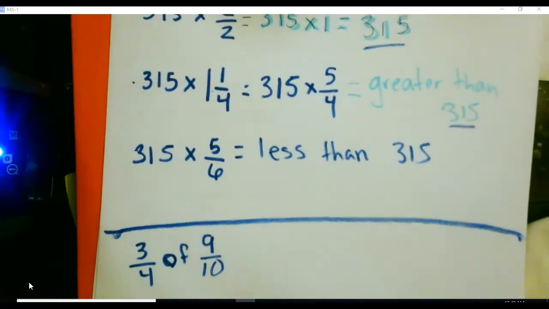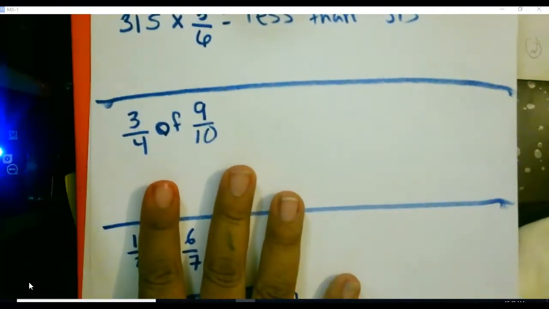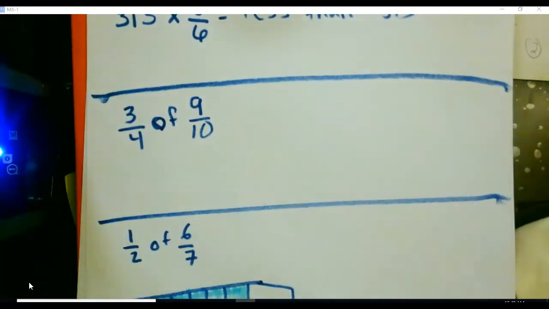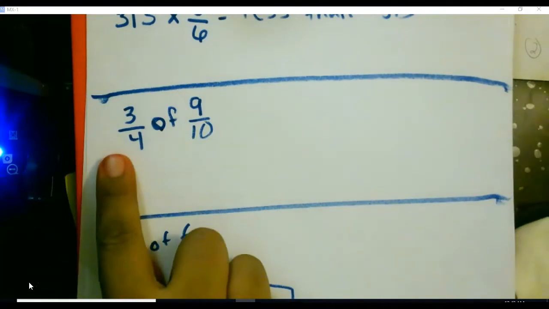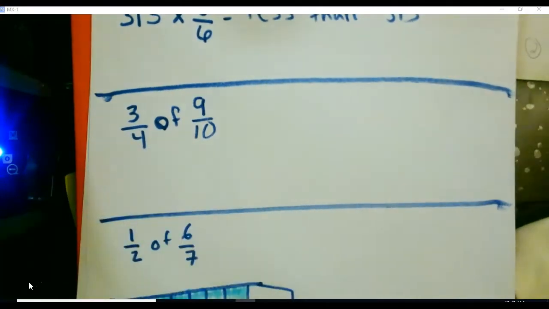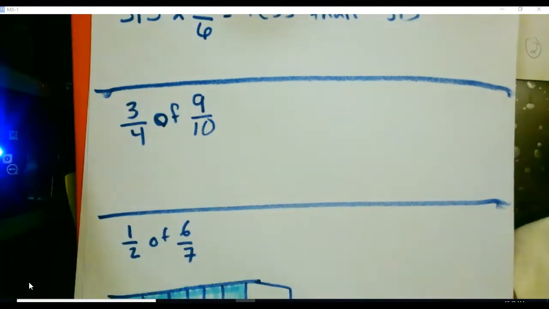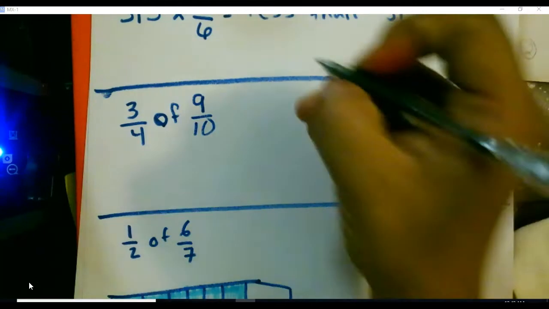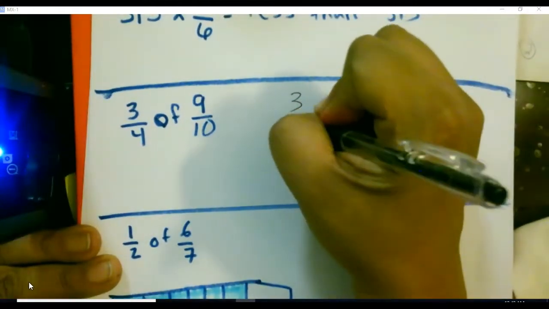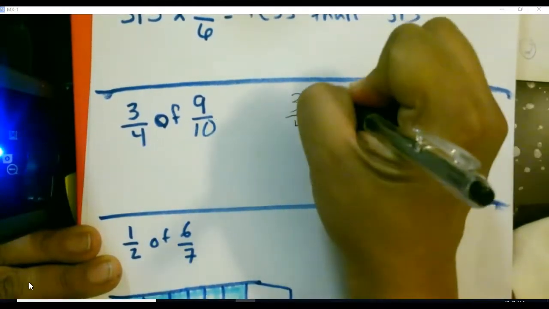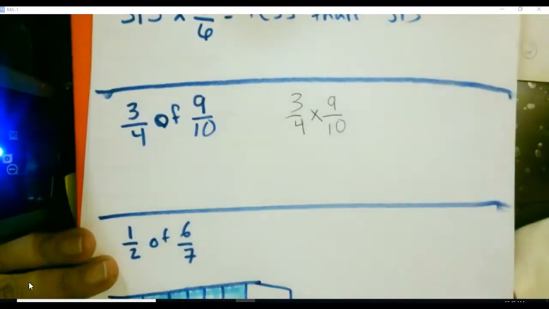Alright, let's go ahead and move on to the next example. They will give you problems where they say, what is 3/4 of 9/10, for example? Well, remember, when we say of, we are multiplying. So this is the same thing as 3/4 times 9/10.